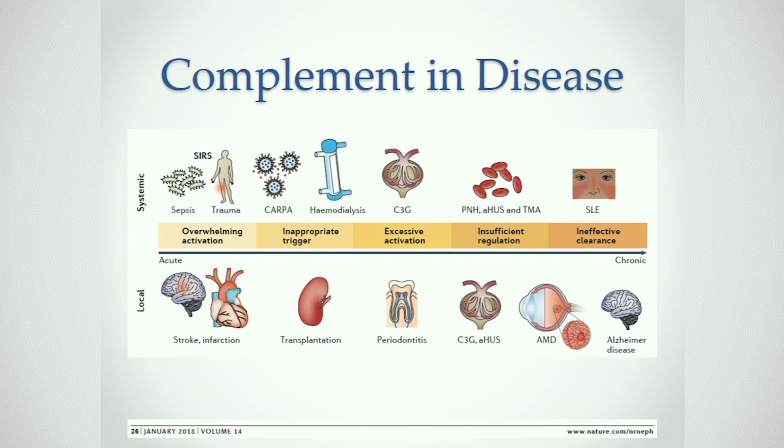C3G and TMA are examples of either excessive activation or inappropriate regulation. And finally, lupus is an example of ineffective clearance of complement in that situation. You'll also note some local diseases that include transplantation. And at the end of this conversation, if we have time, we'll talk about how important ischemia reperfusion and antibody-mediated rejection are as examples of activation of complement.